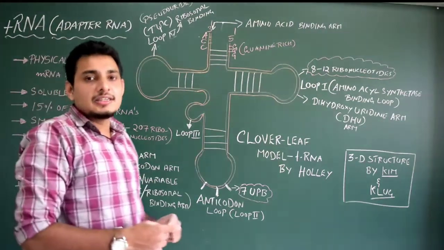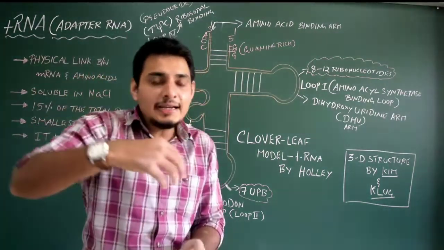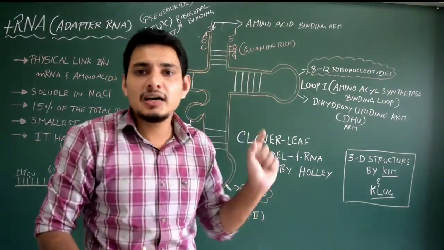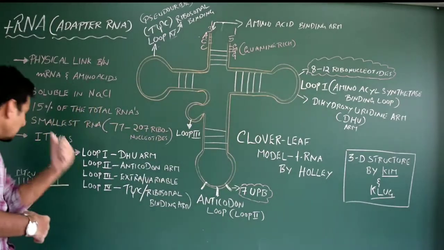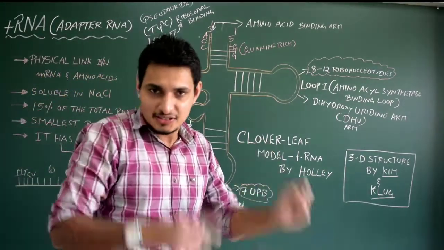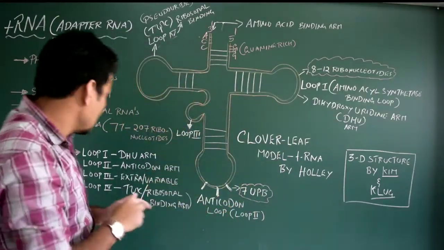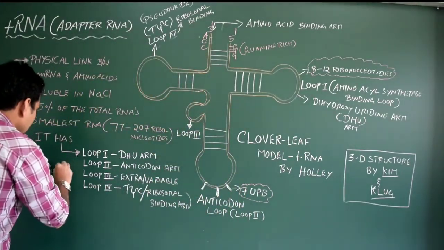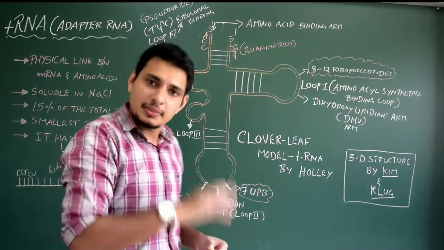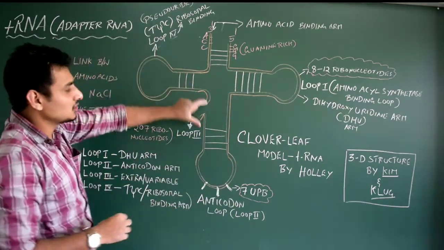Each amino acid is brought into the ribosome, the site of translation, by a specific tRNA. So if 8 amino acids are there, then obviously there should be 8 tRNAs. Got it? So please remember this: each tRNA is specific to a specific amino acid. Got it? Okay, so this is the structure of the tRNA.